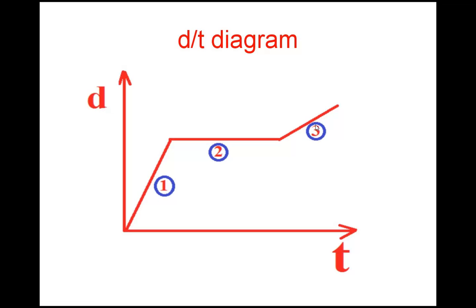So let me know, please, which stage is it moving faster, stage 1 or stage 3? Jacob, go ahead. Okay, that's right. Jacob said stage 1 moved faster. Why? Because the slope of that line is steeper than the slope of this line in stage 3. So stage 1 moved faster than stage 3, right? Very good. Because V equals D over T, right?